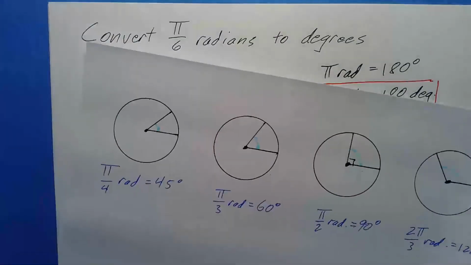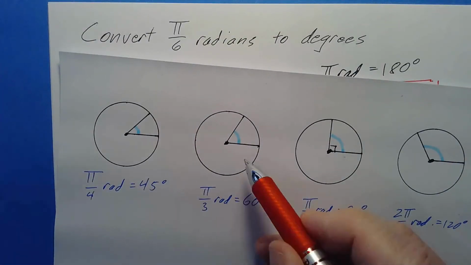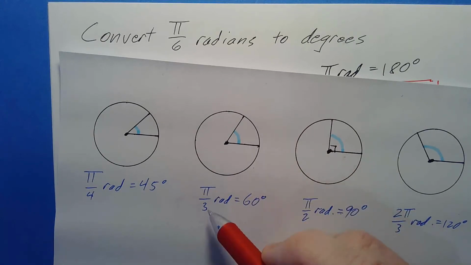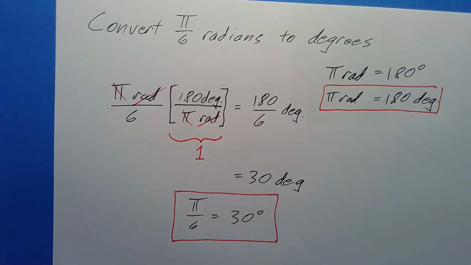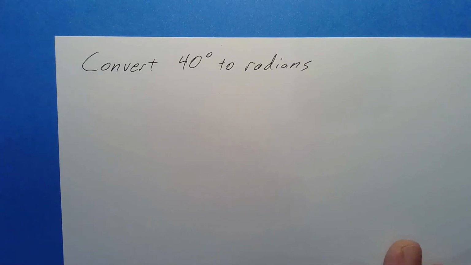Okay, well, you know, that kind of makes sense, right? Let's look back here a second. Look, pi over 3 was 60 degrees. So half of that, 30 degrees, yeah, half of pi over 3 is pi over 6. Hey, that kind of makes sense, doesn't it? All right, let's try another one here. This time we're going to convert 40 degrees to radians.